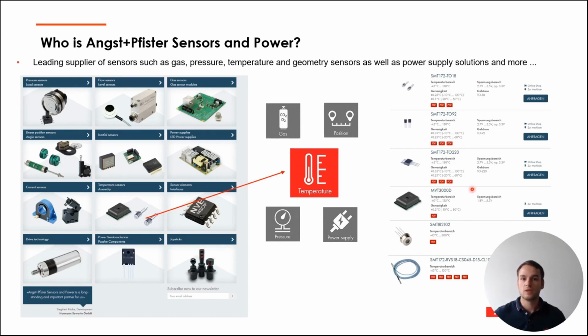Also we are selling humidity sensors, infrared sensors and customized temperature probes. The customized temperature probes are really nice because you can choose different cable length, cable material, isolation, the housing material and the sensor technology. For example, if you want to use our SMT172, that's fine, but we can also offer you customized probes with NTCs, Pt100 and many more.